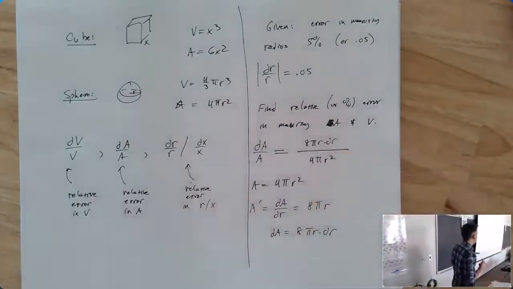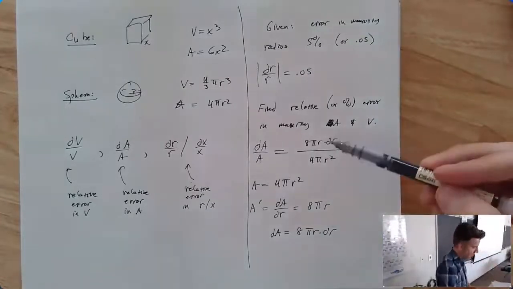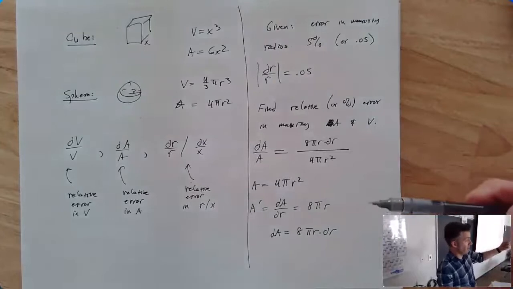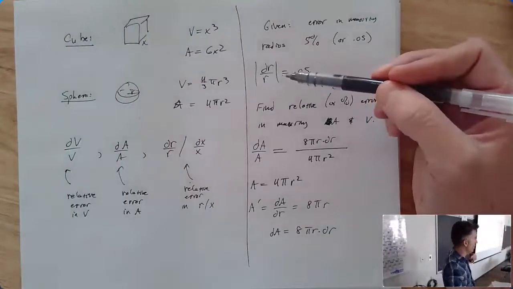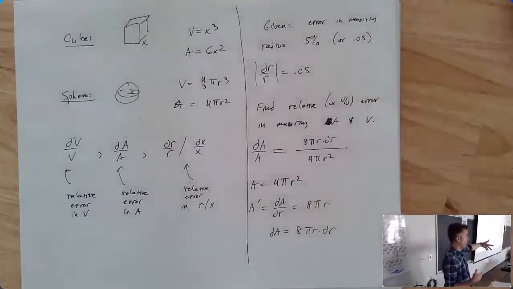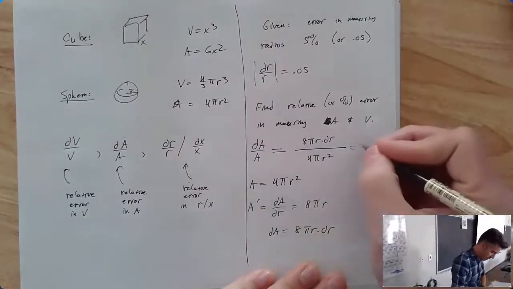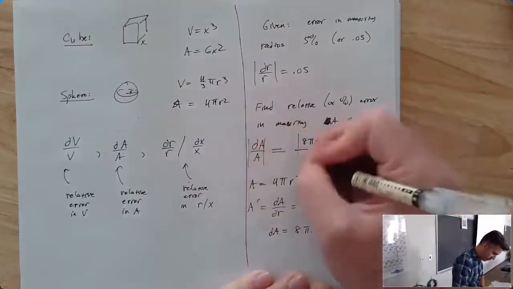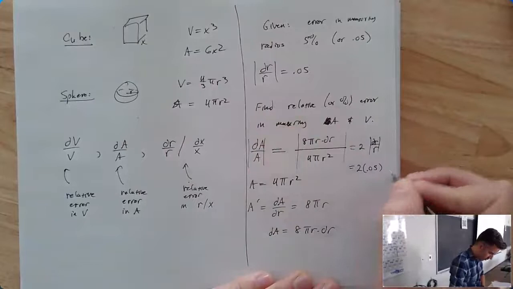And what should almost always happen, because you're taking the derivative of a thing with a power of r and getting one less power of r, is that the thing on top should have one less power of r than the thing on the bottom. So all the r's should cancel except for one of the r's on the bottom, meaning you'll be left with a dr over r, which we know what that's equal to. That's the usual thing that will always work out. So this ends up equaling 2 times dr over r. And then we put absolute values on everything. And that's going to equal 2 times 0.05, or 0.10, or 10%.